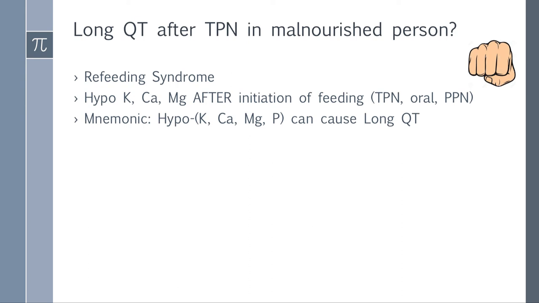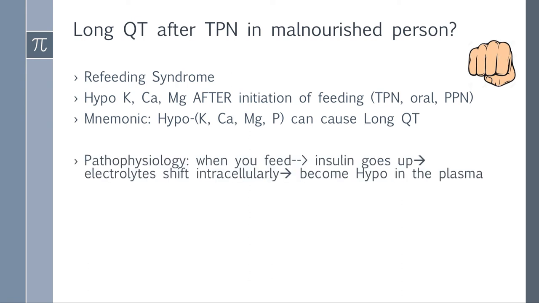What happens is your blood levels of electrolytes are fine in a malnourished person. But as soon as they eat, that causes your potassium, calcium, and magnesium to go into your cells. So in your plasma, you have low potassium, calcium, and magnesium, and even phosphate. And anything low is going to cause a long QT, right? So that's how you want to think about it. It's the insulin that shifts them intracellularly. You have low calcium in the plasma.